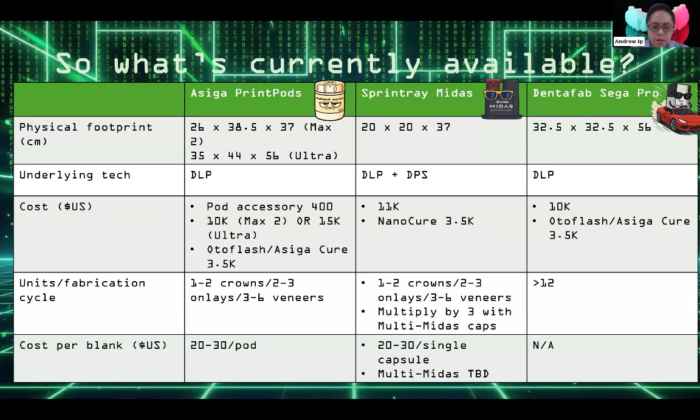Doesn't matter. Cost per pod for the Sega pods is about 20 to 30 euros or 20 to 30 US. Similarly, that's the price of Midas capsules, Crown HT. And of course, I'm not sure what the pricing will be for the multi-Midas. And with the Dentafab Sega Pro, there's no cartridges, there's no pods, so you just basically buy your bottles of resin.